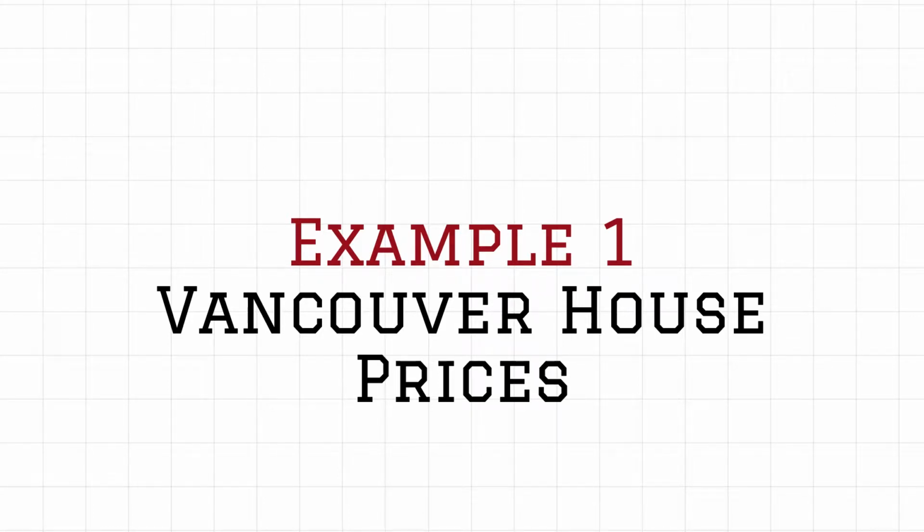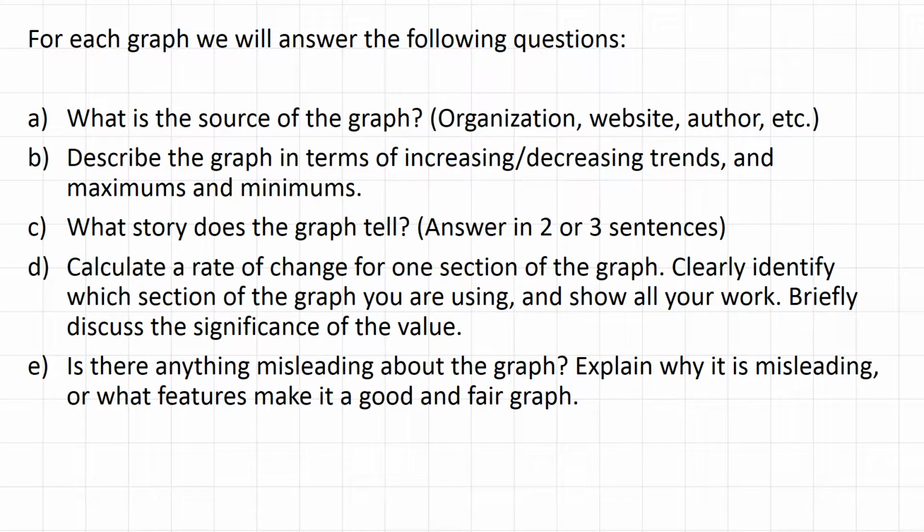Our first graph for analyzing graphs that are in the news comes from an article about Vancouver house prices. For each graph that we look at, we're going to be answering the following questions. What is the source of the graph? So the organization or website you found it on and the people who made the graph. We're going to describe the graph in terms of increasing, decreasing sort of language, maximums and minimums.